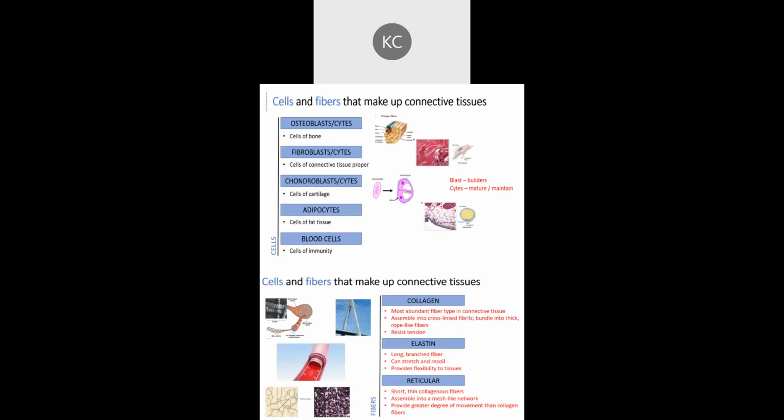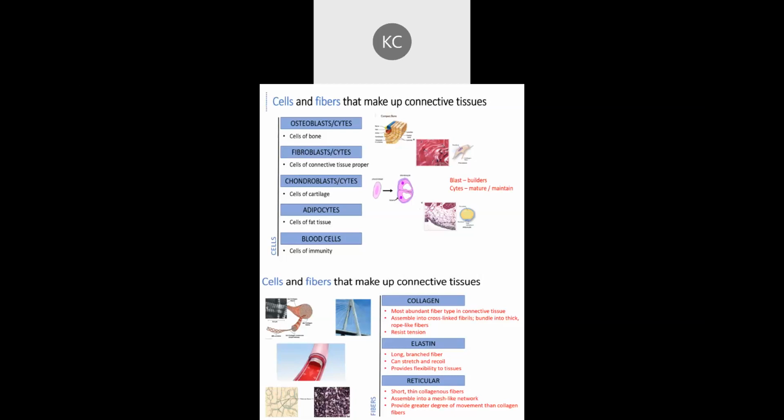A lot of these cells are going to end in "cyte" or in "blast." We have osteoblast and osteocyte. When you're looking at these cells, pay attention to the prefix, the first part of the cell name. Osteoblast, osteocyte: osteo means bone, so these are the bone cells. Fibroblast, fibrocyte: these produce the fibers of connective tissue. Chondroblast, chondrocyte: the prefix chondro means cartilage, so these are our cartilage cells.